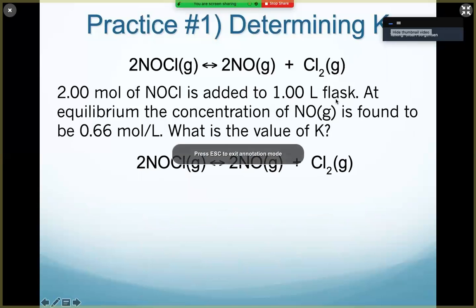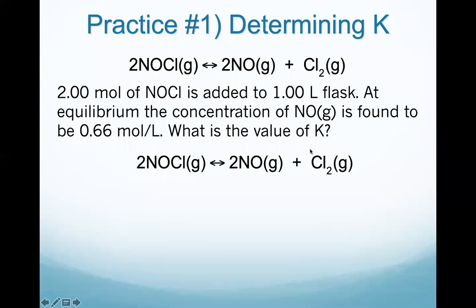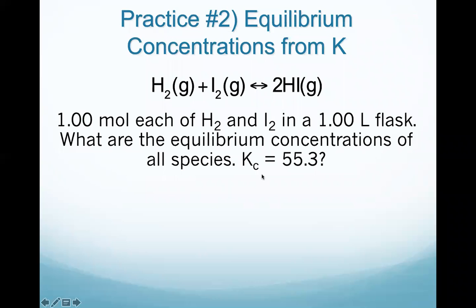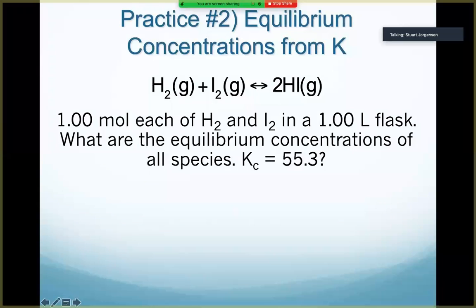Cool. Let's look at another example here real quick. Cool. So let's say you knew the K. Now we know the K. And we've got some starting amounts of our different pieces. Now the question is, could we figure out what those equilibrium concentrations were? Well, I think we can do it. Let's set up our ICE table here so we can keep track of everything.